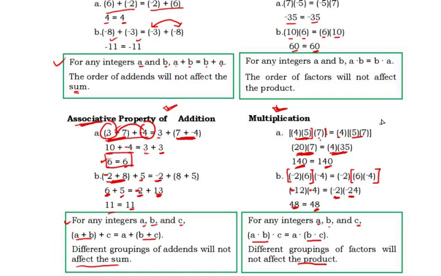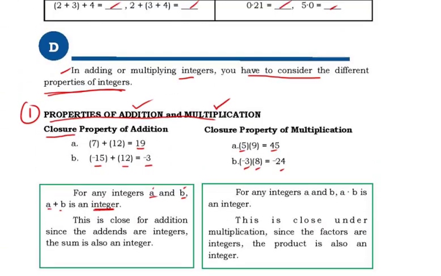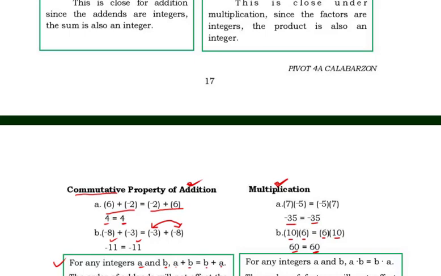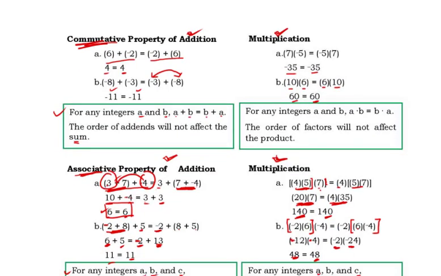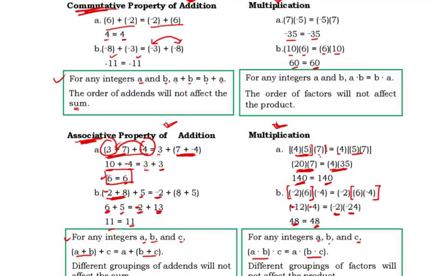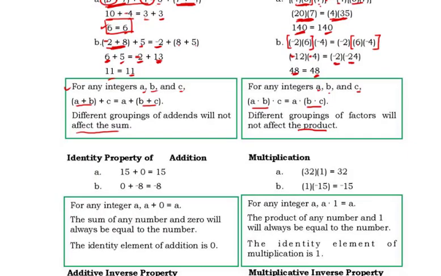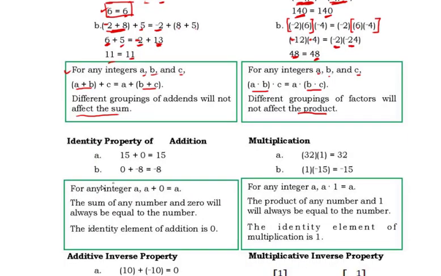Okay, so that's all about associative property. So, nakailan na po ba tayo? Tatlo. Ito po yung una, closure. Sunod po ay commutative, and then associative property. And meron pa pong pang-apat. Okay. Ang pang-apat po ay identity property of addition and of multiplication.